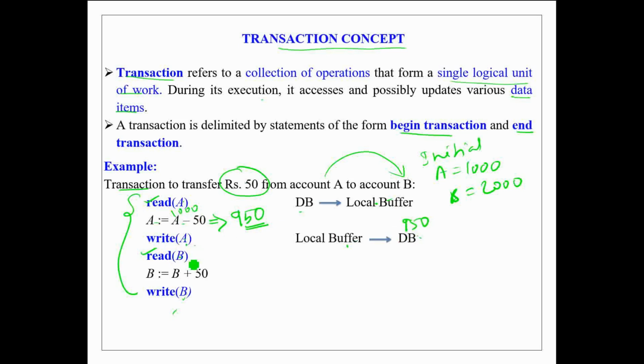Similarly, this read operation reads the value of B, that is 2000, from database, and now B value will be increased by 50 when this B equal to B plus 50 instruction is executed. And when this write operation is executed, the value of B, now it is 2050, will be transferred to database. Finally, the latest values of A and B are 950 and 2050 and are now available in database.